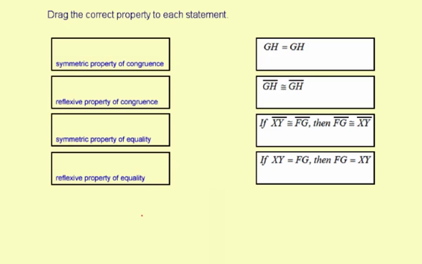Drag the property to each statement. Measure of GH equals a measure of GH. GH equals GH. What that is called the reflexive property.